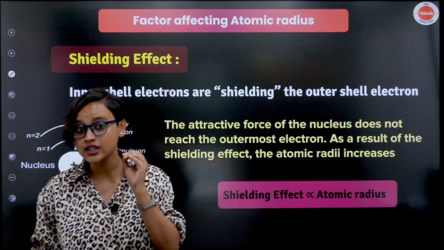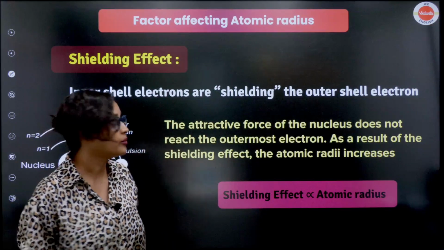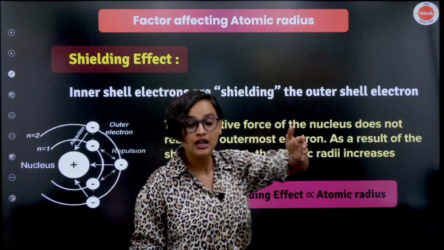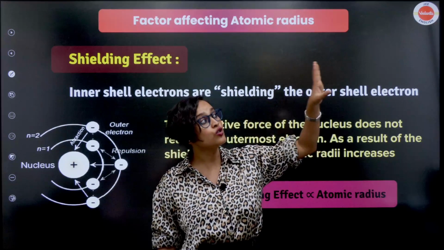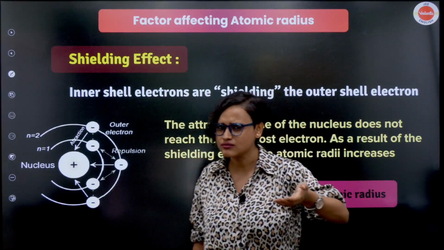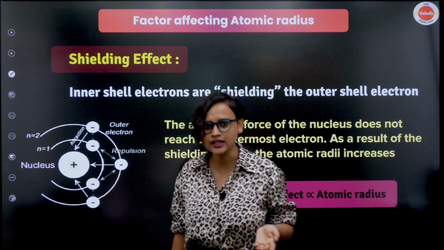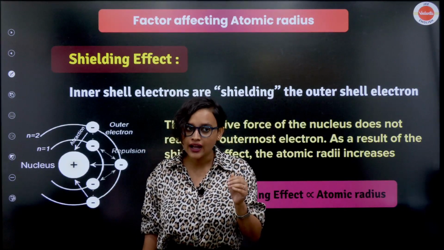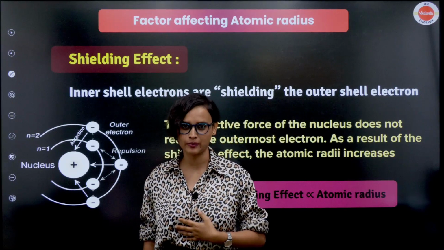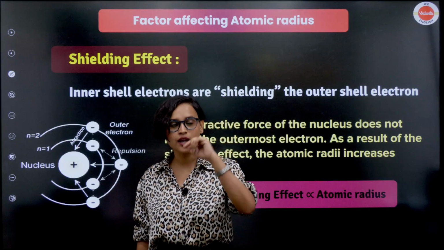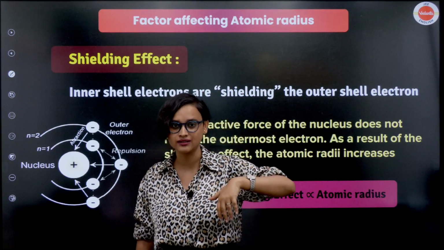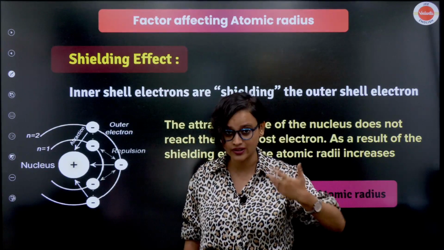Shielding effect also affects the atomic radius. Let's check out how. Inner shell electrons are shielding the outer shell electron. They are not allowing the nucleus to look at who is there. You know how we have curtains in our house? Curtains are screens, correct? Do you think I am putting up a curtain only because it looks pretty? No, I actually also want my privacy. Because I want my privacy, I put the screens. I don't want somebody outside my house to see what I am doing in the house, right?